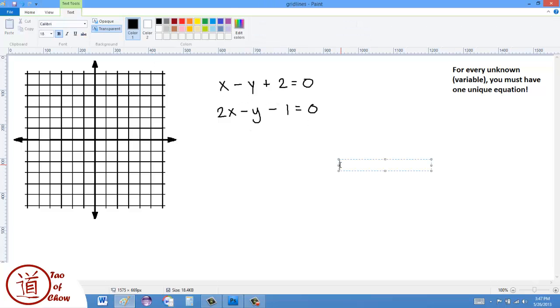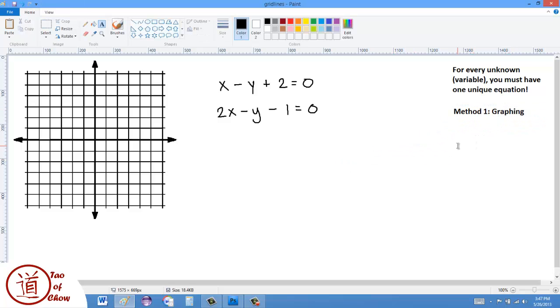Okay, the first method I could use is method 1, which is just graphing. So I could solve this graphically. Now, graphing is probably the worst way of solving this because it often requires you to make a guess about where these graphs are going to meet.